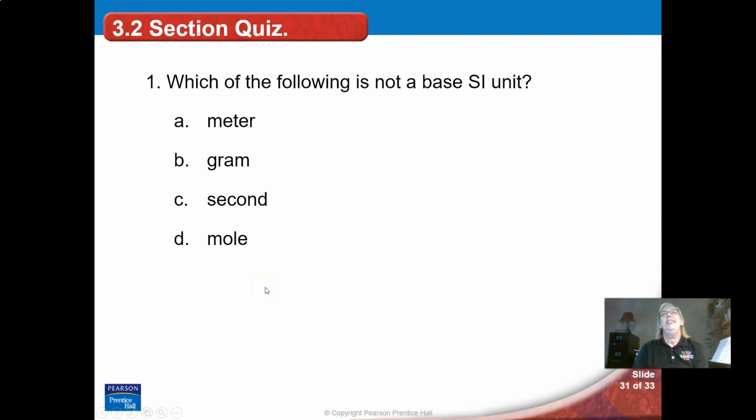Which is not an SI unit? I might not remember. Let's see what it is. So gram, remember it has to be kilogram when we're talking about the base units. In chemistry though, we don't measure big things like that, like the size of a book. We use smaller things, so we have to use grams for chemistry.